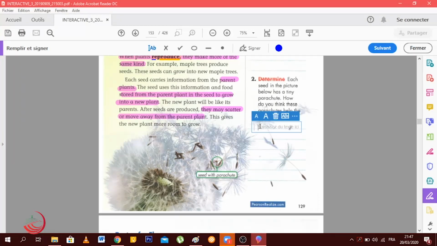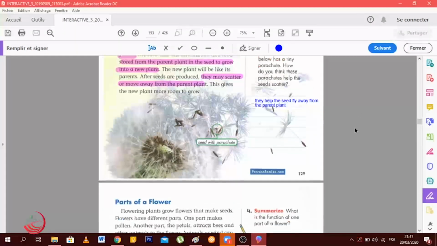Yes, you can pause the video and think a little bit, or you can just look at your book and give me the answer. Very good. They help the seed fly away from the parent plant. Nice, very good. Okay, so let's move quickly to the next page.